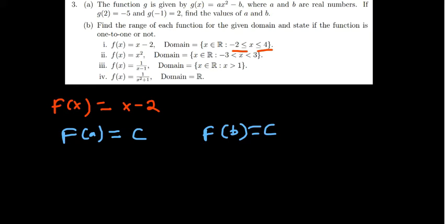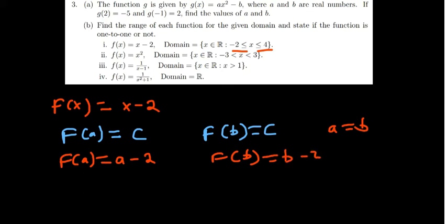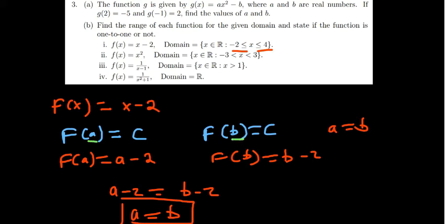So if I was to have f of a, in this case a is supposed to be equal to b for that to be possible. So f of a is going to be a minus 2, f of b is going to be b minus 2. So I equate them. A minus 2 is equal to b minus 2. So therefore a is equal to b. So it's not possible for two different values of x to give you the same value, only if they are the same. That's the main idea of a 1 to 1 function. Hopefully you get that. So this is proof that it's a 1 to 1 function.